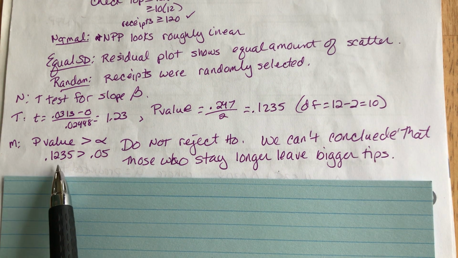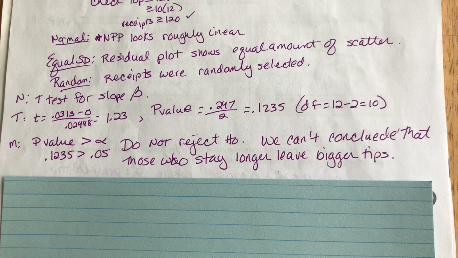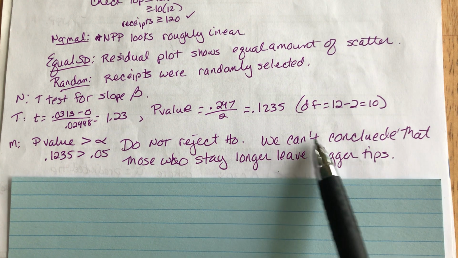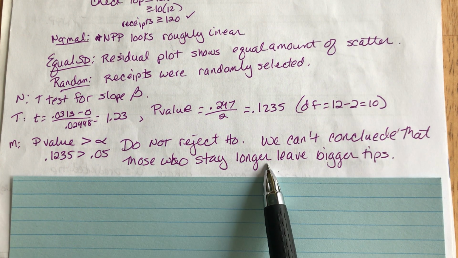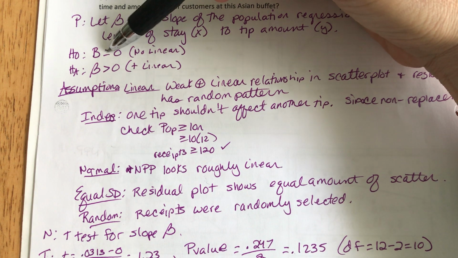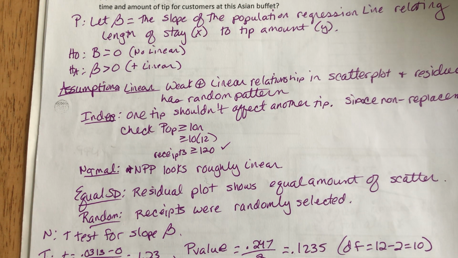All right, so your p-value is greater than alpha, which means do not reject the null, which means we can't conclude there's a positive linear relationship, which means we can't conclude that those who stay longer actually leave bigger tips. That's not a conclusion we can make because we didn't reject the null. Right? If you don't reject the null, then that means we can't say it's a positive linear relationship.